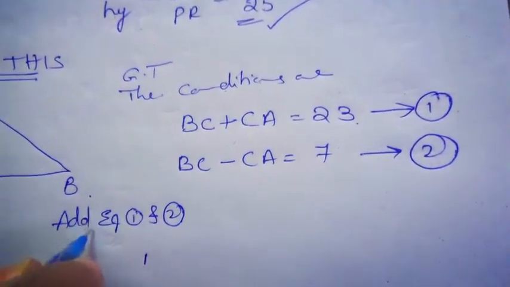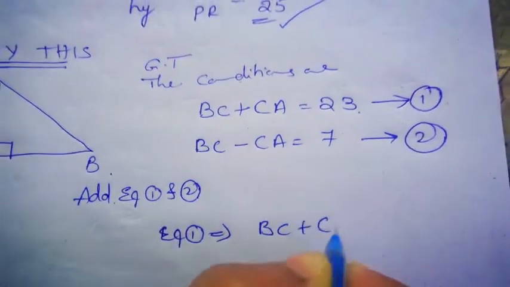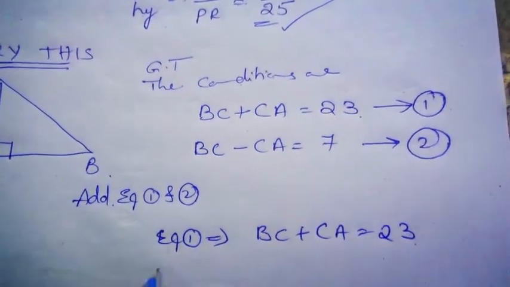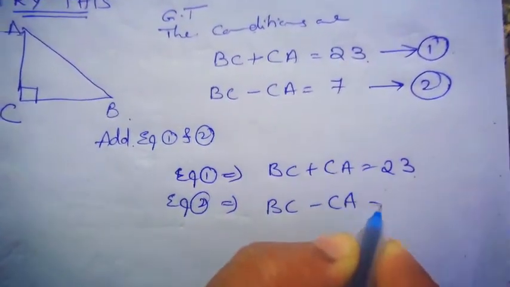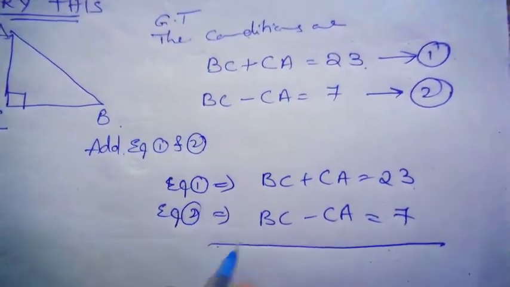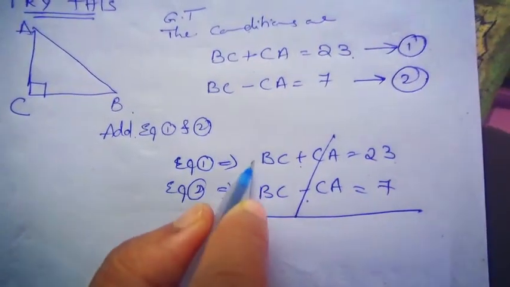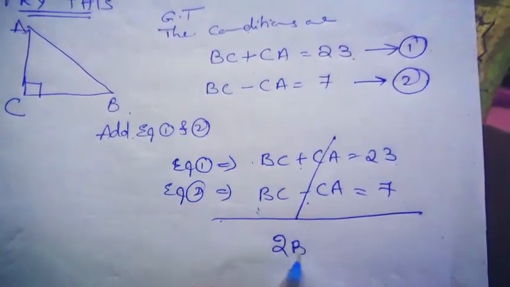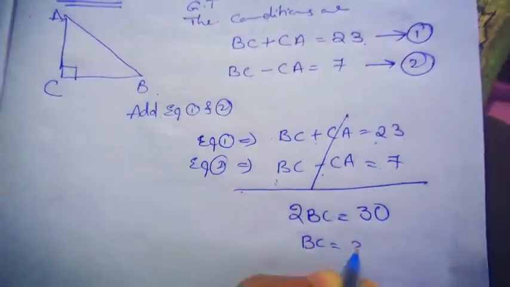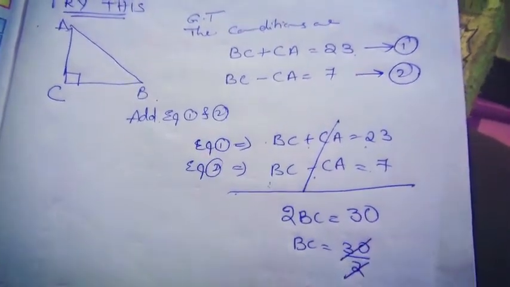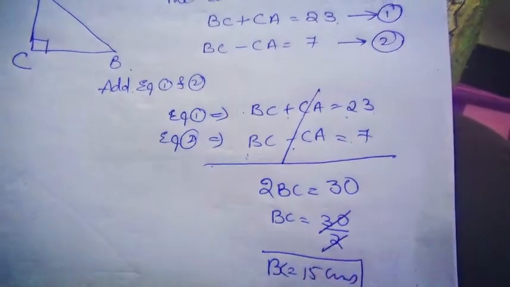Add equations 1 and 2. Equation 1 says BC plus CA is equal to 23. For doing the elimination, I am taking this as addition. BC minus CA is equal to 7. When you add these two, plus CA and minus CA cancel. So 1 BC plus 1 BC is 2 BC, that is equal to 30. BC is equal to 30 by 2. So BC is equal to 15 centimeters.